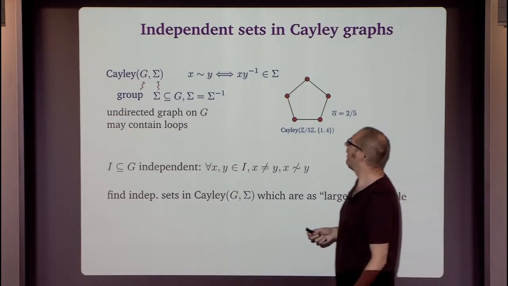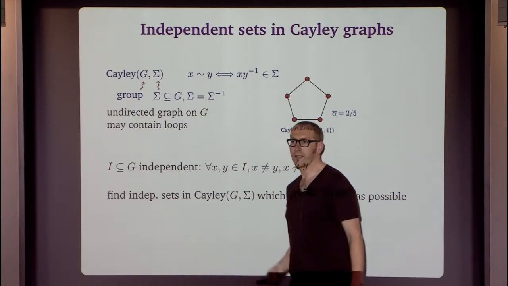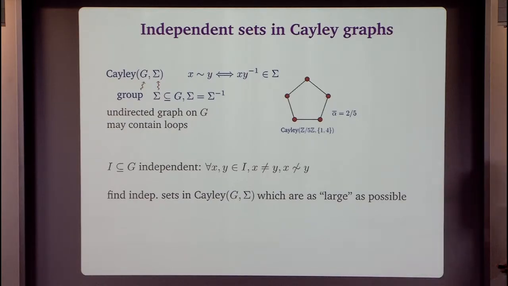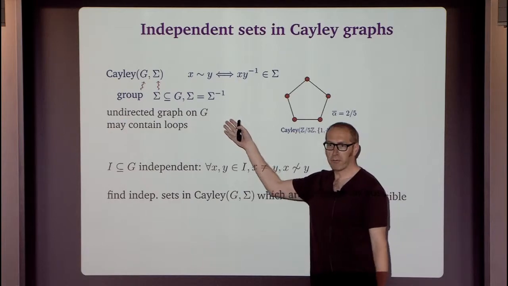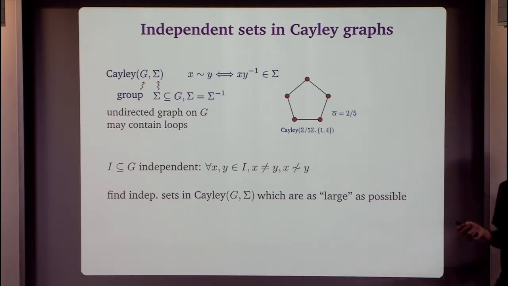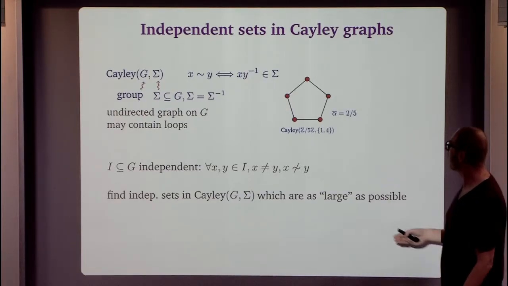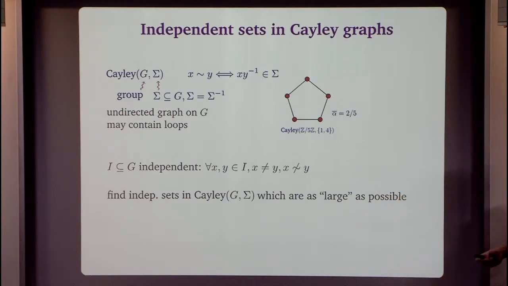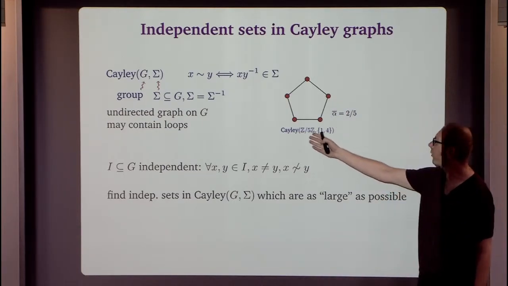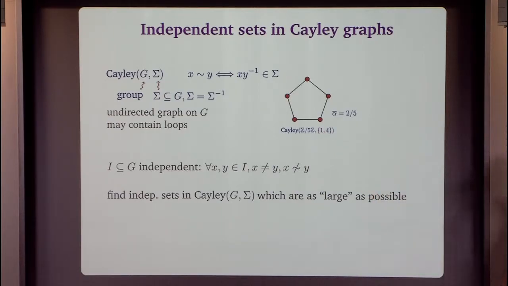Because I want to have an undirected graph, I want the set to be closed under inversion. And you also should note that the Cayley graph may contain loops. This happens exactly when the neutral element lies in sigma. The simplest Cayley graph you can think of is this 5-cycle here. So the group is Z mod 5Z, and the generating set is 1 and 4. And I want to study this kind of graphs.